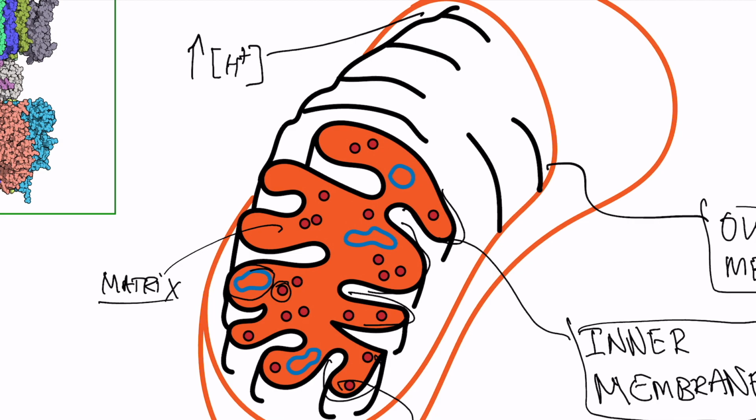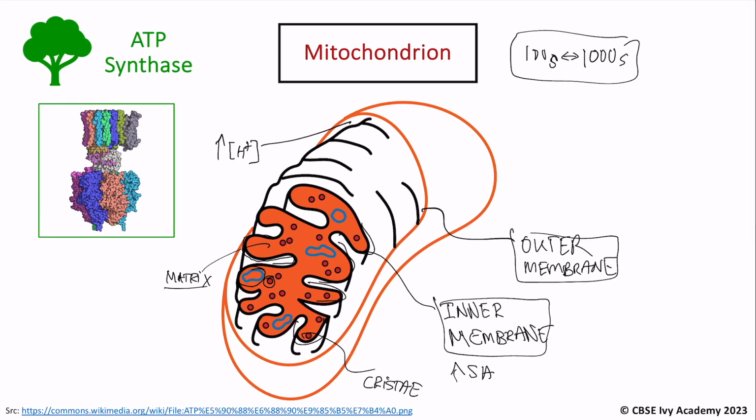Hydrogen ions, like I was saying before, will concentrate in the intermembrane space, and then they'll flow back down their concentration gradient into the matrix via ATP synthase proteins that are embedded in this inner membrane, and that will produce ATP. And those are the core points about the mitochondria.